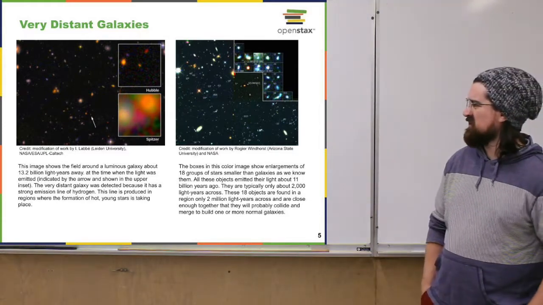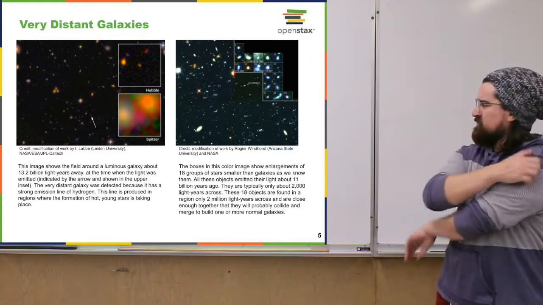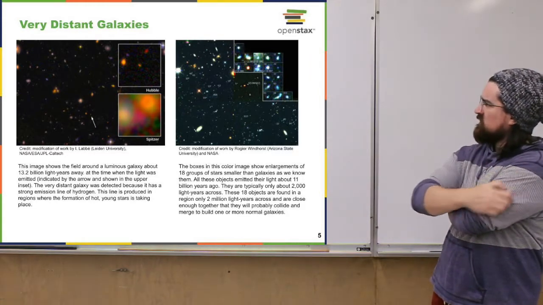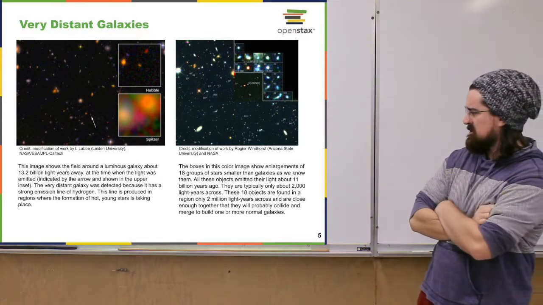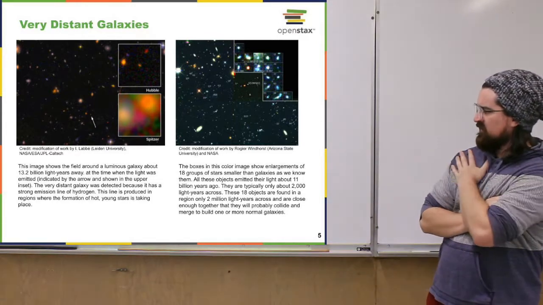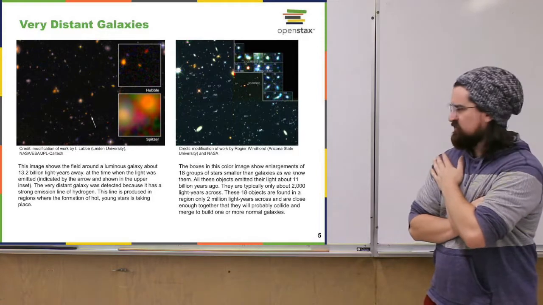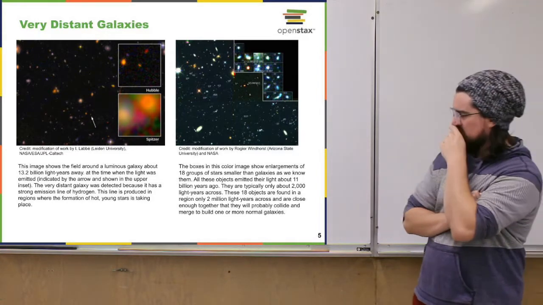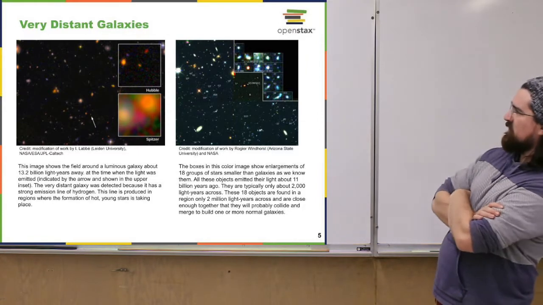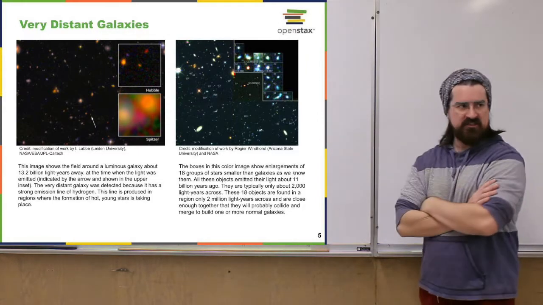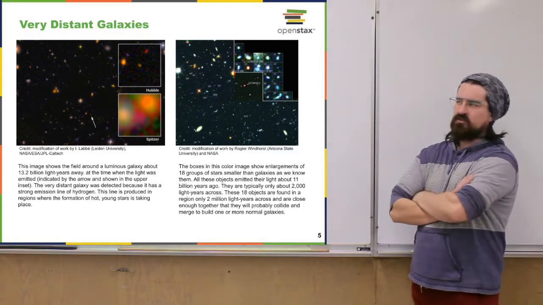This galaxy is something like 13.2 billion light years away. So we're seeing an object very early on in the history of the universe. And in fact, we were able to detect the spectral signature of hydrogen, which is typically produced where there's a lot of star formation. So we see a galaxy very, very far away, very early on in the universe, and it's already forming stars.